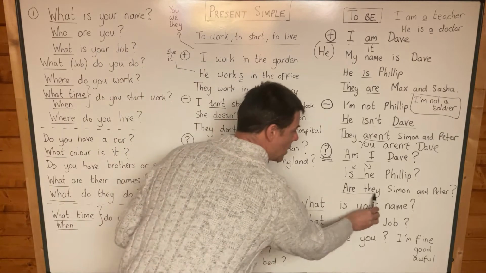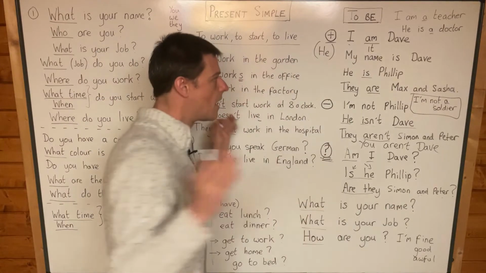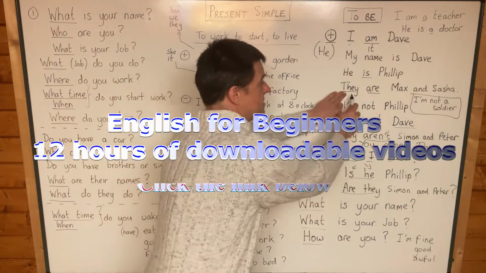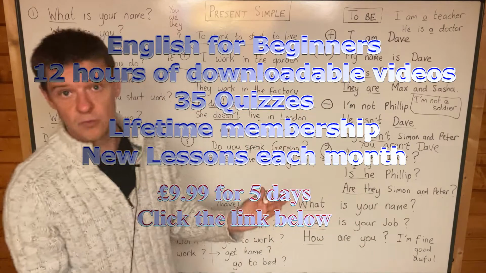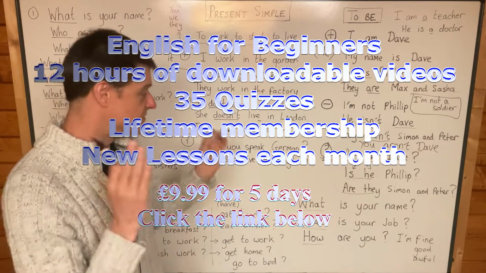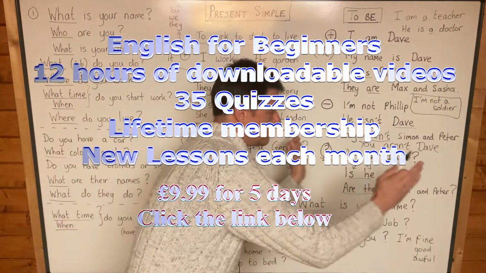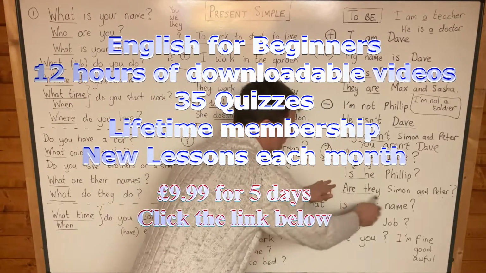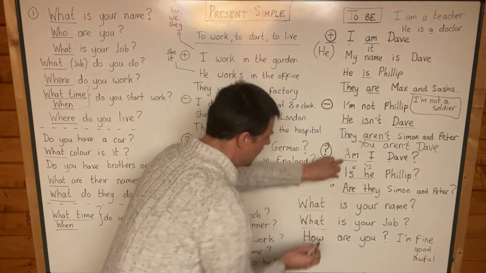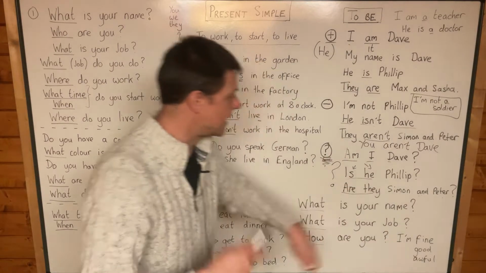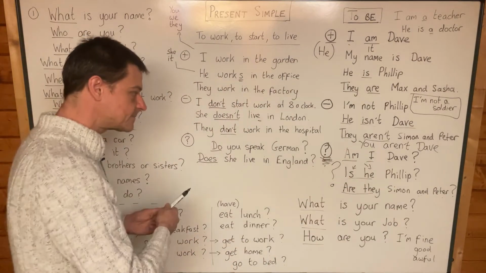And are they Simon and Peter? Yeah, they are Max and Sasha. Are they Simon and Peter? No, they are Max and Sasha. Okay, so we must use am I, is he, are they for questions. If we want to make a question, am I, is he, are they Simon and Peter?